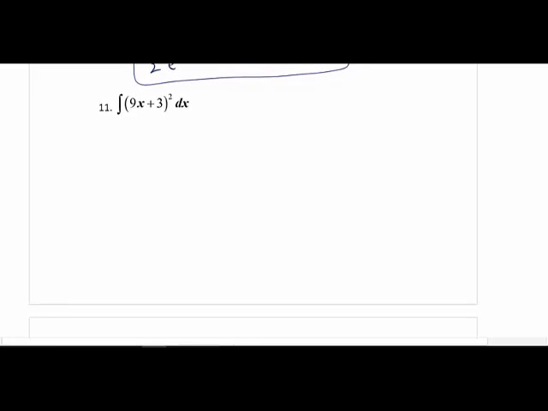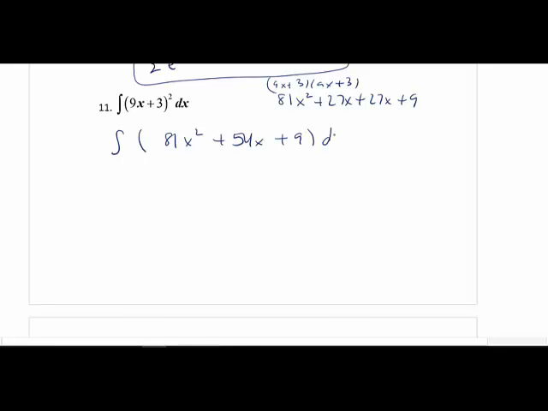Pause at any time you need to. So on number 11, I do not have a chain rule right now, so I need to go ahead and get rid of that exponent on the outside, which means I need to multiply it out. I need to FOIL it out. So remember, that would have been (9x plus 3) times (9x plus 3). So that gives me 81x squared plus 27x plus 27x plus 9. So I actually have 81x squared plus 54x plus 9, taking the antiderivative with respect to x, which is what this part here tells me.